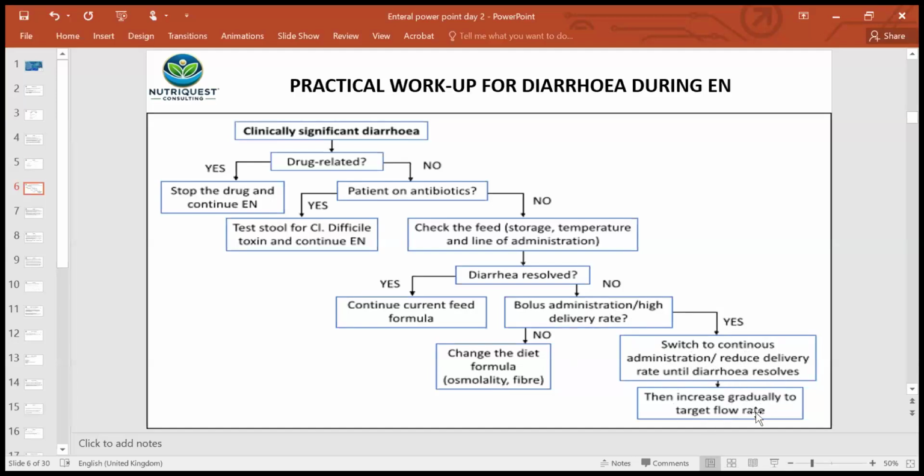So if diarrhea was being caused by bolus, then you need to switch to continuous administration and then reduce the rate until you achieve the gradual target flow. I hope this will help you practically work up those patients who are on enteral feeds and are experiencing diarrhea. It is very important that you use this flowchart. It will guide you so well.